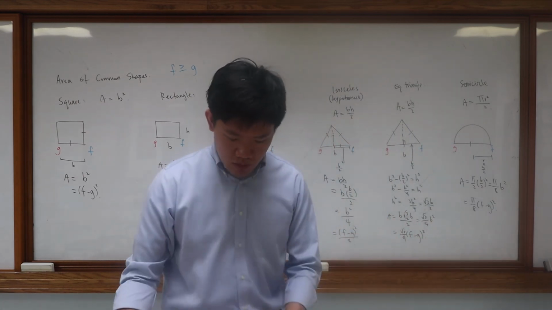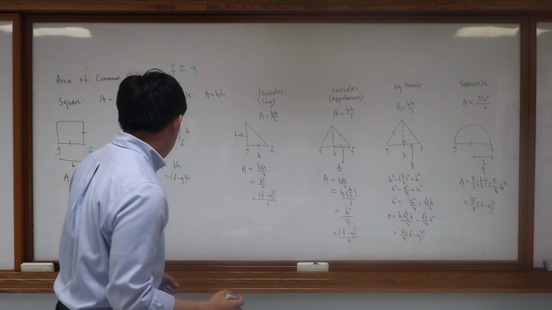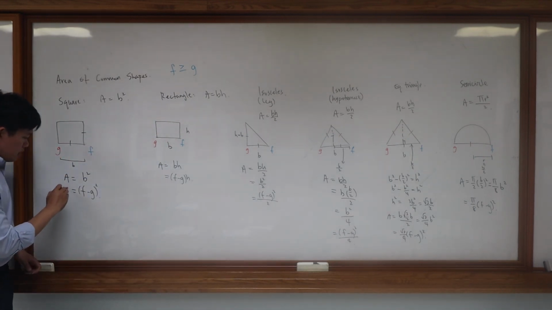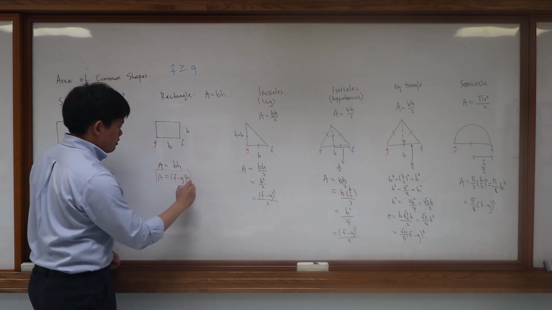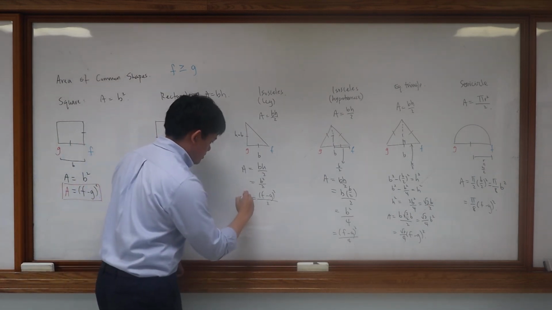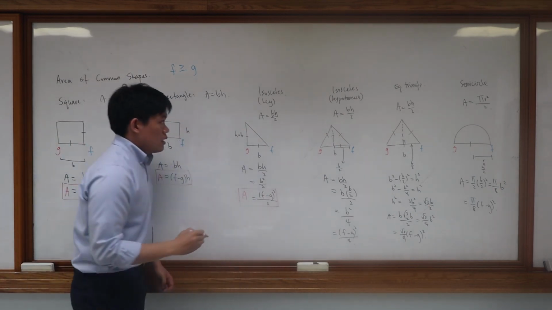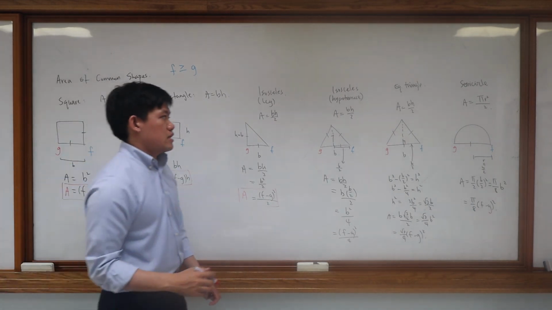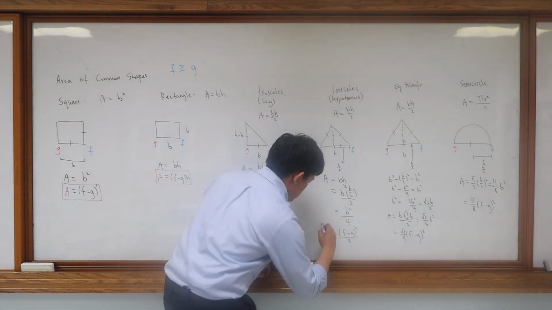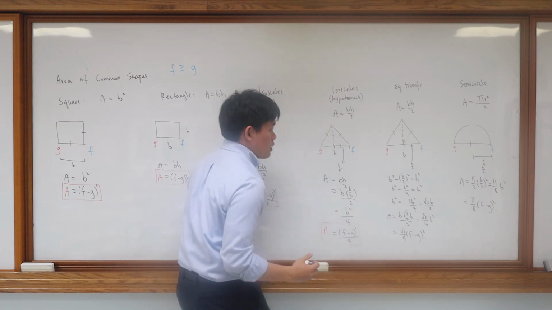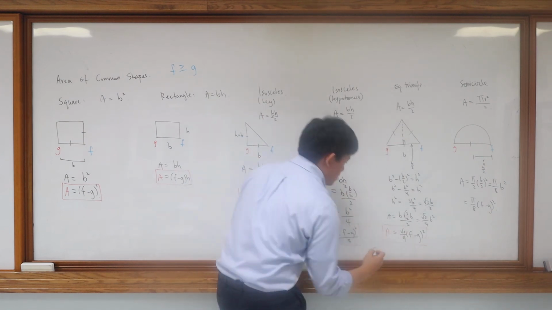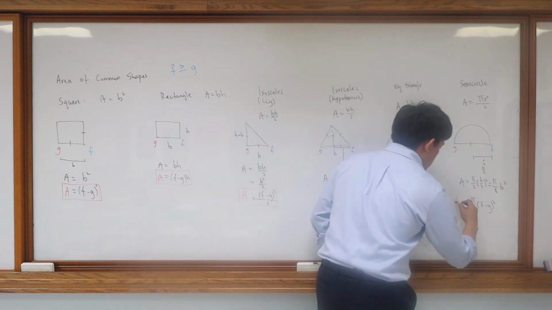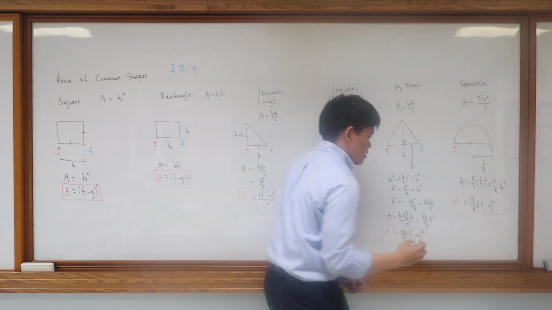Let me go ahead and box up all the formulas. A is equal to that, that's the square. A is equal to that, that's my rectangle. A is equal to this is my isosceles leg, and this is isosceles hypotenuse. Then for the equilateral triangle, you have this. Last but not least, for the semicircle, we have this.